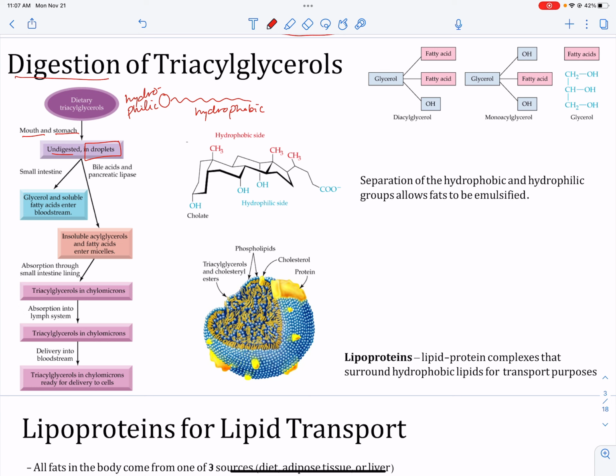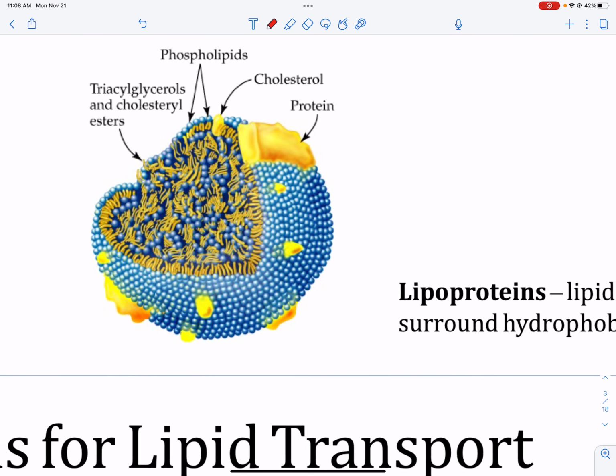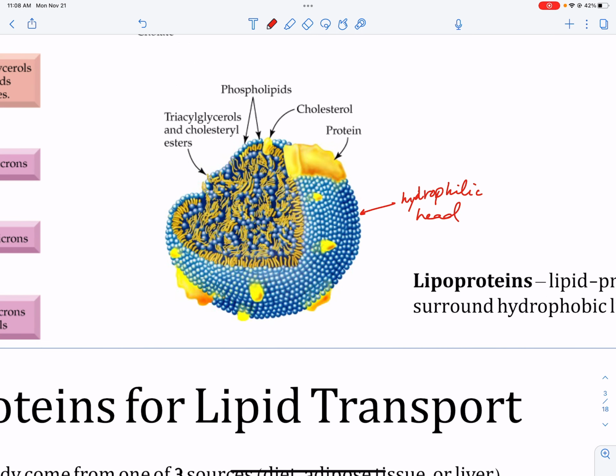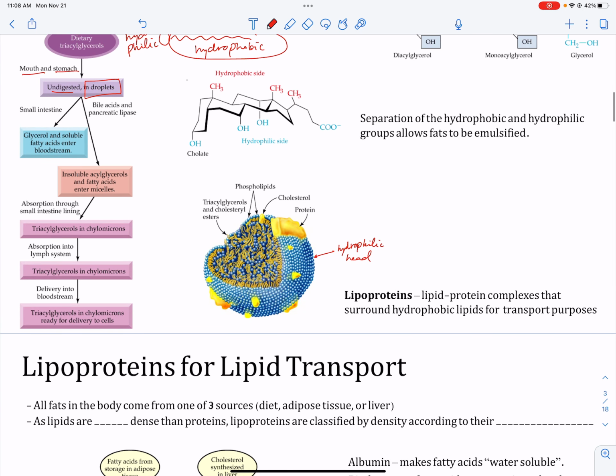So the reason they form into droplets is because this part is very water-fearing, and so they'll put these little tails, the hydrophobic tails, on the inside, and they'll surround it with the heads on the outside, kind of like what you see down here. We'll talk about this blue and yellow structure, but these would all be the very hydrophilic heads. And these can interact with the aqueous environment of the blood and the cells. So that's why they form into droplets in the mouth and in the stomach.